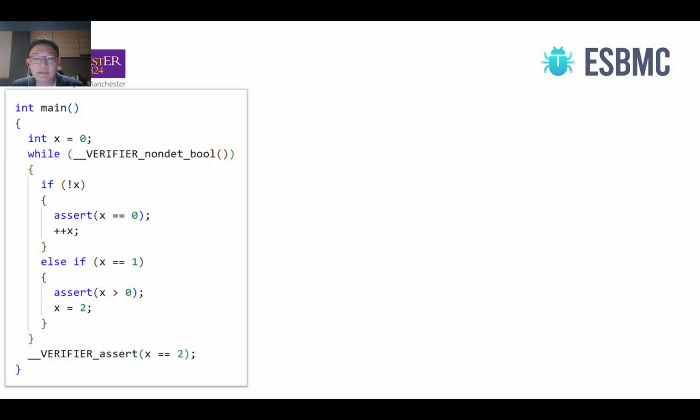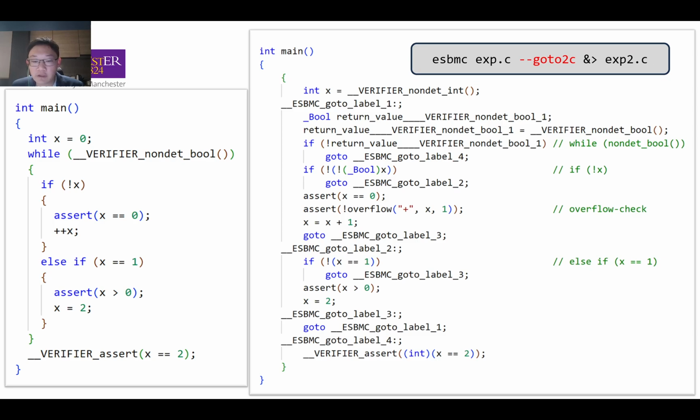Here is an example to show how we perform this simplification. On the left-hand side, a simple example. You can see we have while, if, and else if. We convert it to the goto program, and ESBMC has an option to convert it back to a C program. On the right-hand side is the converted C program, and we compare it. You can see that the while and else if are all simplified to if-goto.